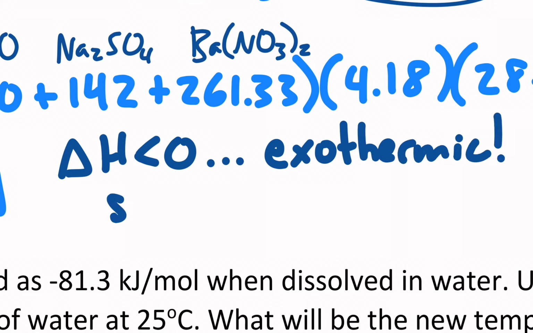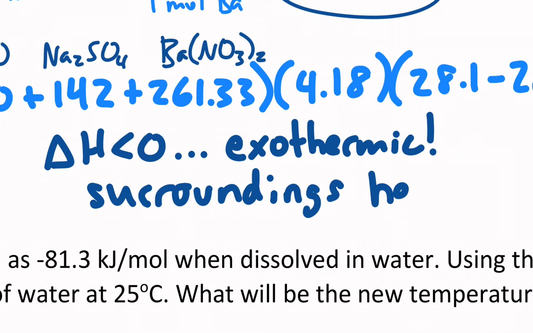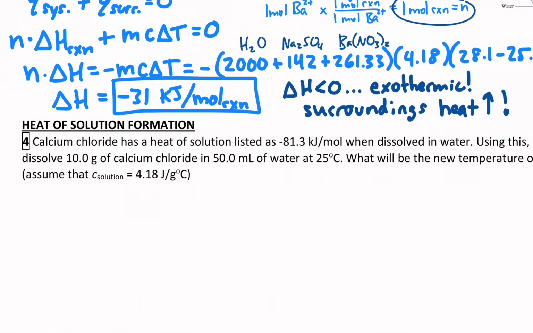And you can tell because it means the surroundings heat up. That's always true. We can't directly measure the system. We get information about the system by indirectly measuring the surroundings. That's always true when we're talking about thermochemical processes.